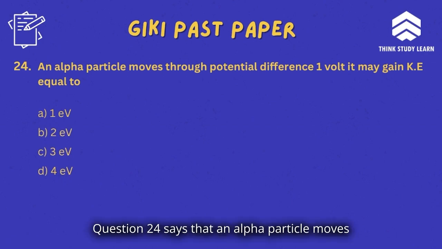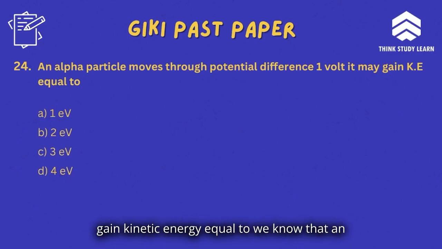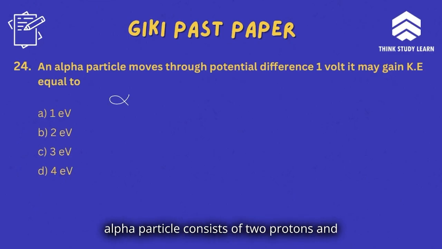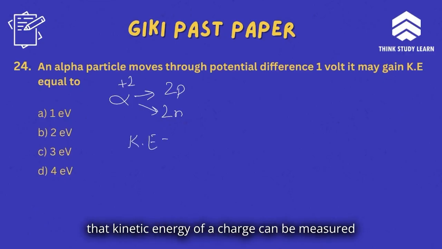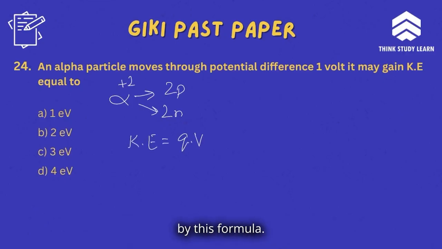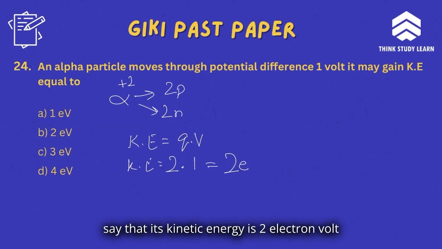Question 24 says that an alpha particle moves through potential difference of 1 volt. It may gain kinetic energy equal to. We know that an alpha particle consists of 2 protons and 2 neutrons. So it has a plus 2 charge on it. And we know that kinetic energy of a charge can be measured by this formula. So here Q is 2 while V is 1. Therefore, we can say that its kinetic energy is 2 electron volt, which is option B.